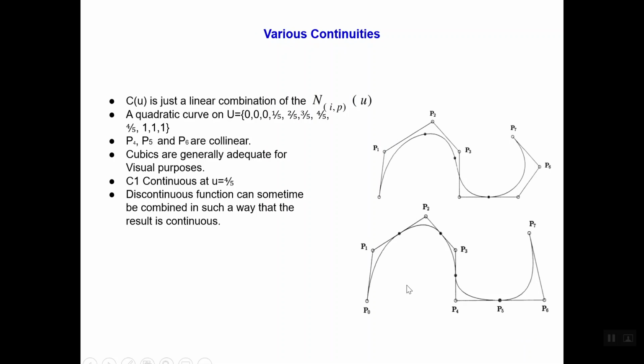In this image, drawn on these quadratic values of u, as you can see, in the above one, C1 and C2 continuities are being used, and the values of P4, P5 and P6 are collinear, while in the second image, which is a quadratic curve, C0 and C2 continuities are being used, which means that C1 is discontinuous at u equals 4 over 5. This discontinuous function can sometimes combine in such a way that the result will look continuous.